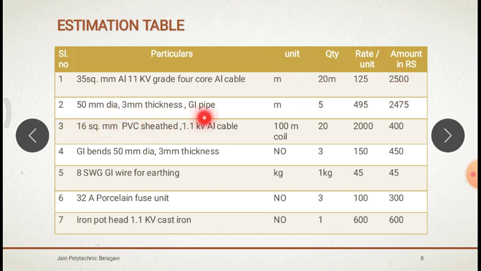Same thing, 50 mm diameter GI pipe. It is in terms of meter. For 1 meter 495 rupees. How much is it for 5 meter, that you have to calculate. Next, 16 square mm PVC sheathed aluminum cable, a 100 meter coil will be there. For a 100 meter coil it is 2000. How much is it for 20, you have to calculate. How will we calculate? 2000 divided by 100, then 20. So for 1 meter it is 20. How much is it for 20 meter? 20 into 20, 400. GI bands, 3 we require.